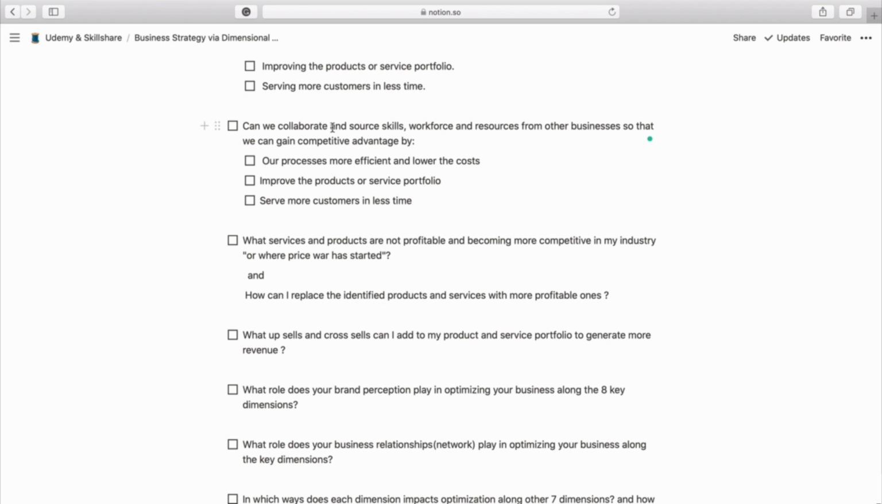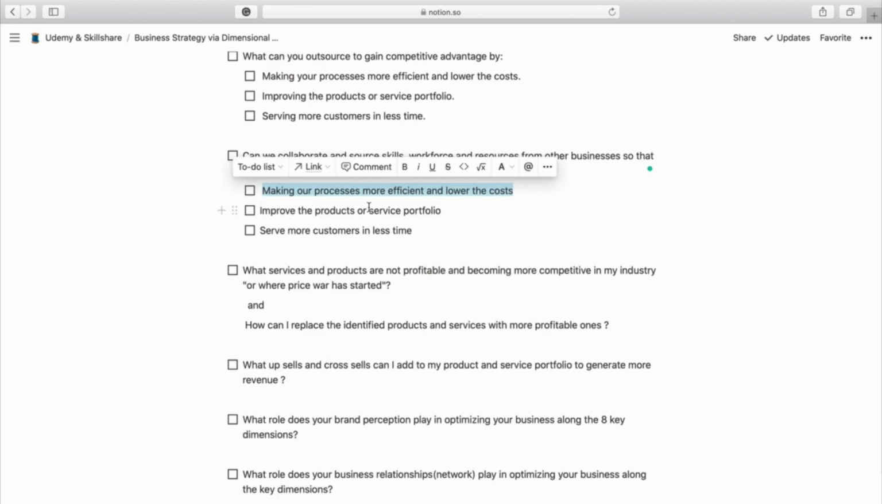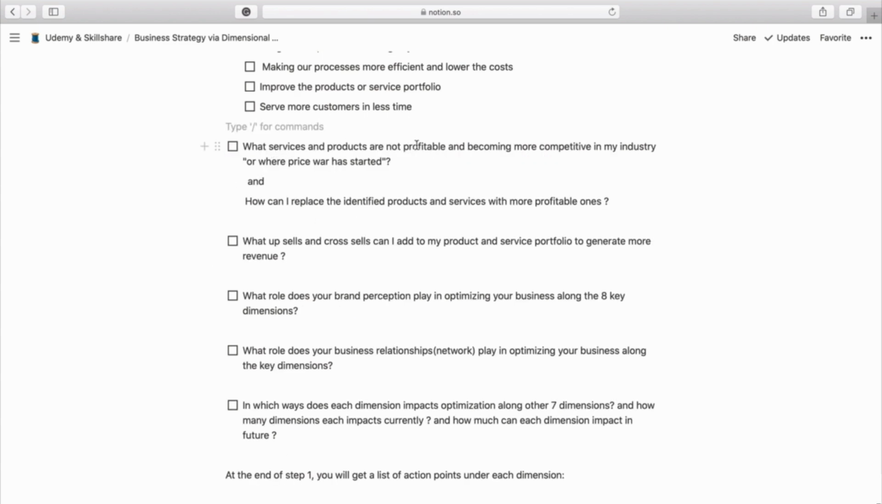Can we collaborate and source skills, workforce, and resources from other businesses so that we can gain competitive advantage by making our processes more efficient and lowering the costs? Improve the product or service portfolio, serve more customers in less time. What products and services are not profitable and becoming more competitive in my industry, or where a price war has started, and how can I replace the identified products and services with more profitable ones? What upsells and cross sells can I add to my products and service portfolio to generate more revenue?